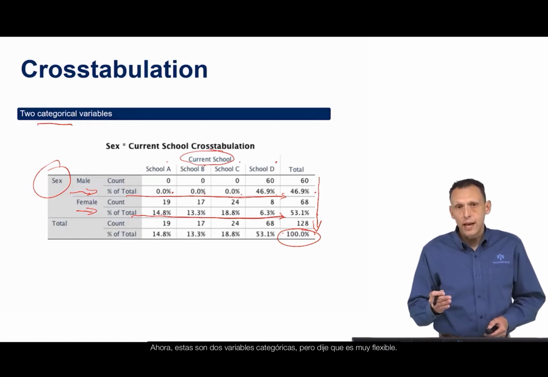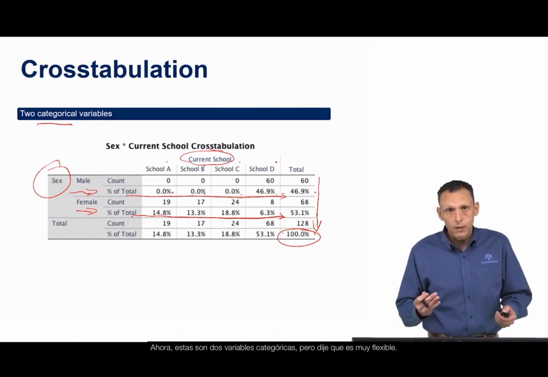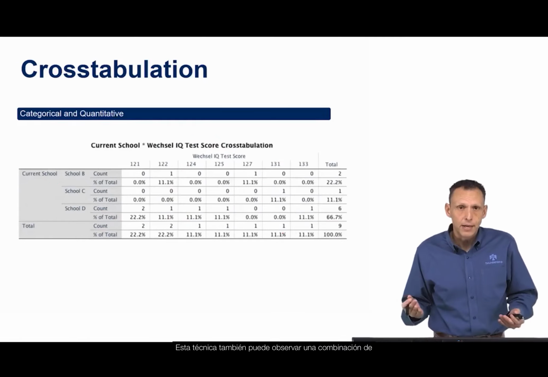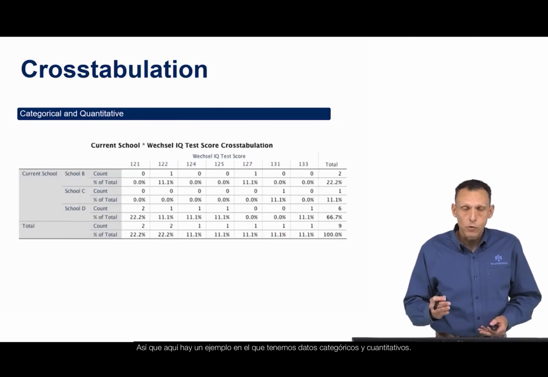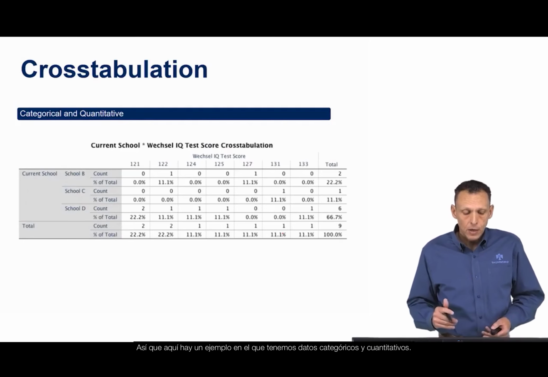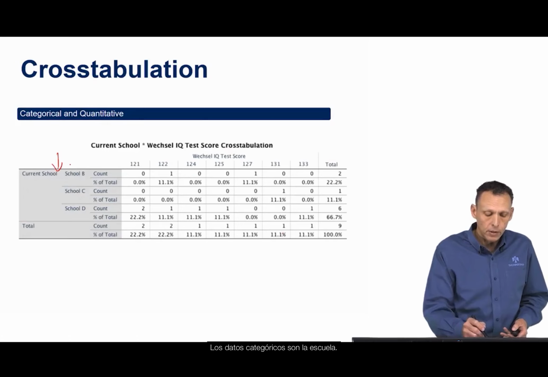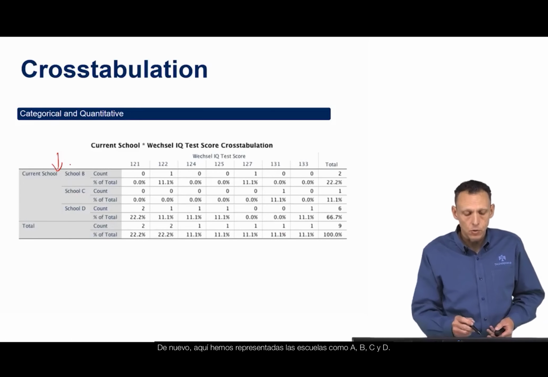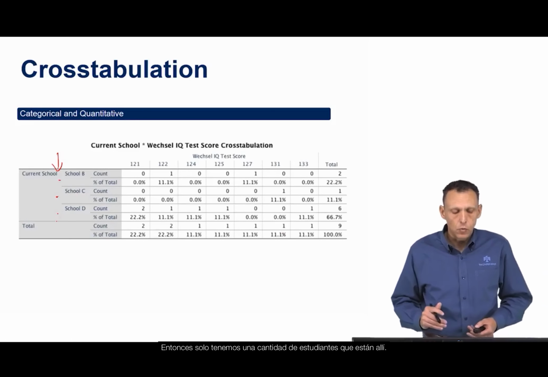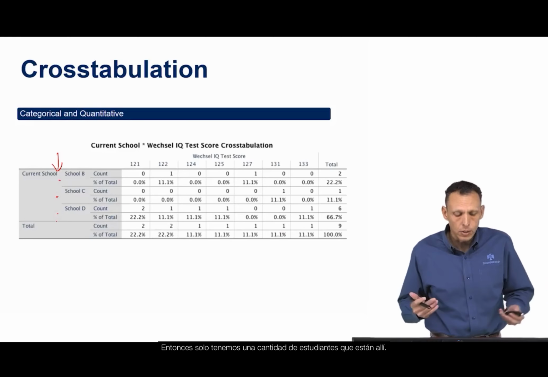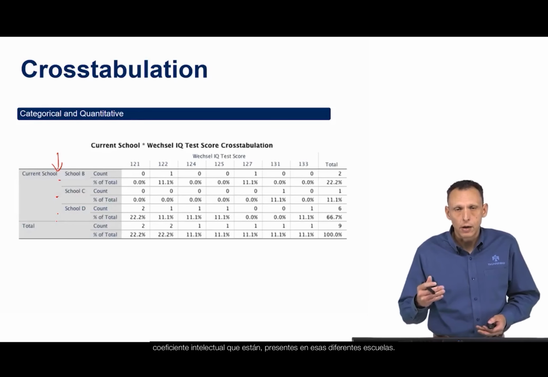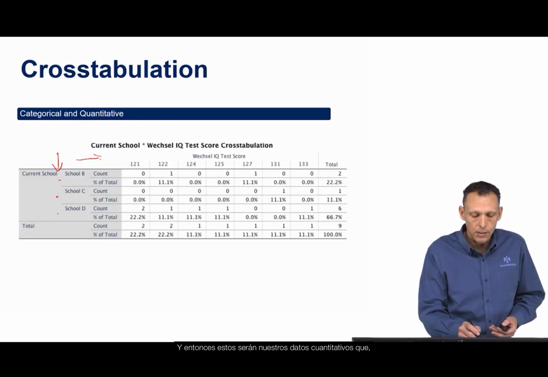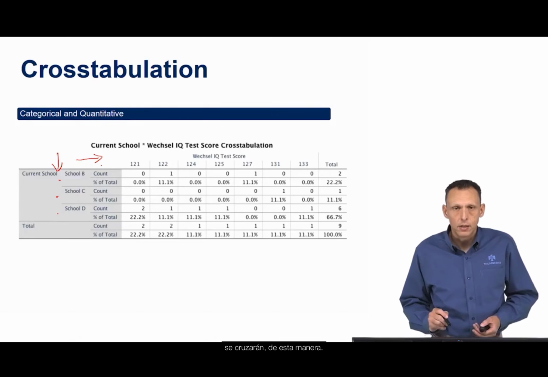Now, these are two categorical variables, but I said that it's very flexible. This technique can also look at a combination of different variable types. So here's an example where we have both categorical and quantitative data. The categorical data are the school. So again, we have here represented school A, B, C, and D. We just have a number of students that are in there. But now what we're representing is their IQ scores that are present in those different schools. And so this is going to be our quantitative data that's running across this way.